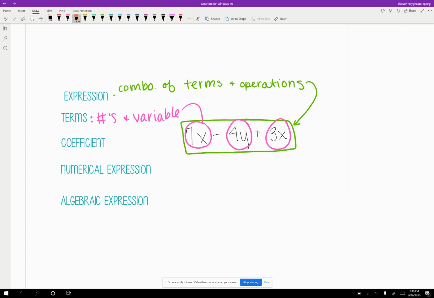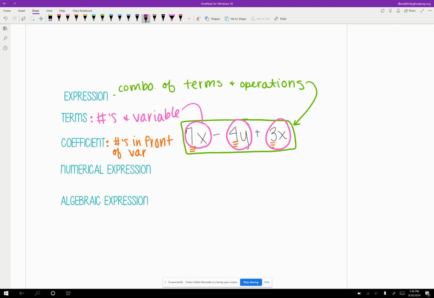The coefficients, and I've mentioned this in another video before, so hopefully it sounds familiar, but these are the numbers in front of the variables, or being multiplied by the variables. So here, 7 is a coefficient, 4 is a coefficient, and 3 is a coefficient.